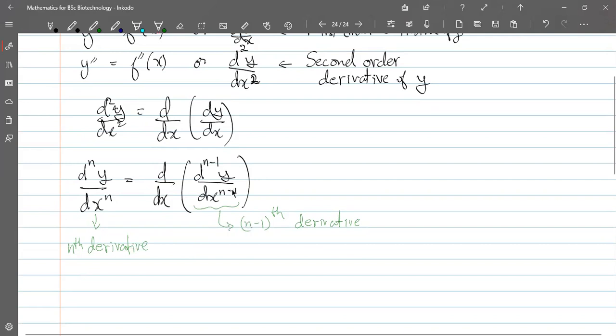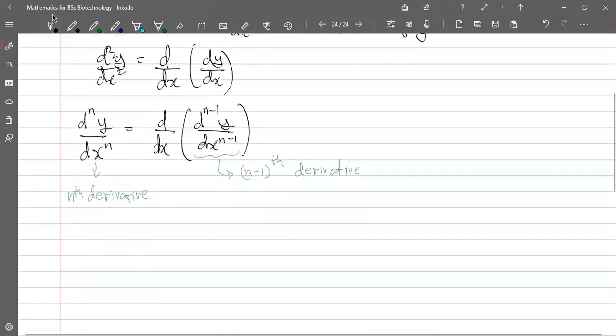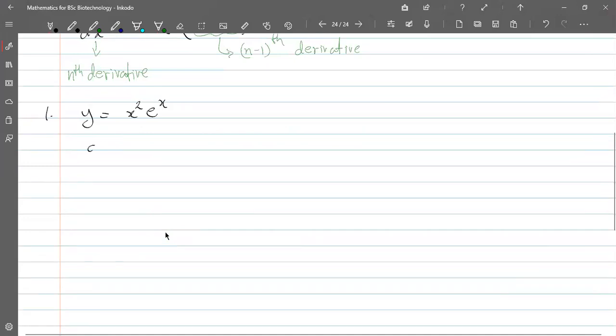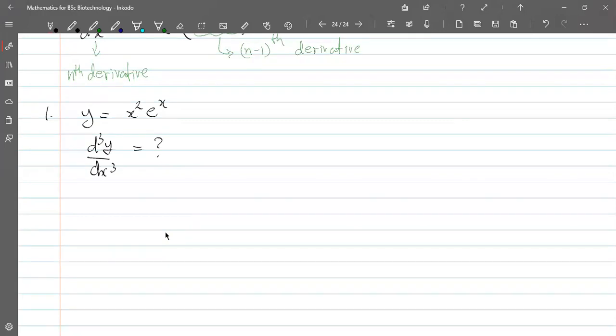But how do you find the 4th derivative? Differentiate the 3rd derivative. The 3rd derivative is obtained by differentiating the 2nd derivative, which is obtained by differentiating the 1st derivative, and this you know how to find. So for example, y is equal to, let's say, x square e to the power x, and I can ask what is the 3rd order derivative.